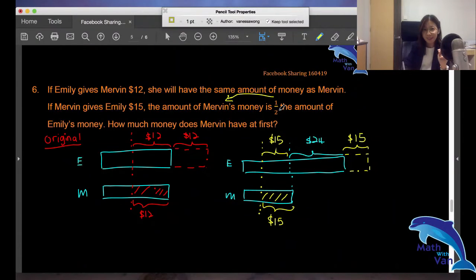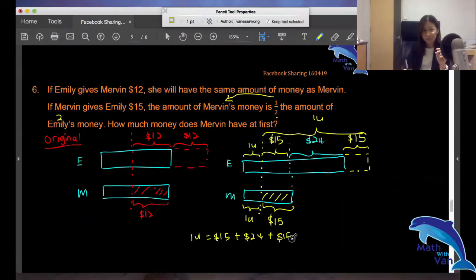So Mervyn will take 1, so Emily will take 2. Again, yep, my model is not proportionate at all. This is 1 unit. So this is 1 unit. And then this must be the remaining 1 unit, because we were told that Emily would have 2 units. So 1 unit, as you can see now, is $15 plus 24 plus 15. And then what do I have here? $54, am I right?